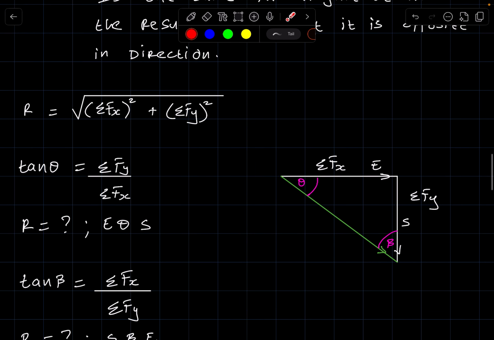And then to pinpoint the exact point where the resultant is acting, you have to calculate the angle. Now the angle you are going to calculate is a reference from the x-axis or the y-axis. As you can see here, I have two angles. One is a reference from the x-axis, the other one is a reference from the y-axis. When using this angle, remember these trig ratios.